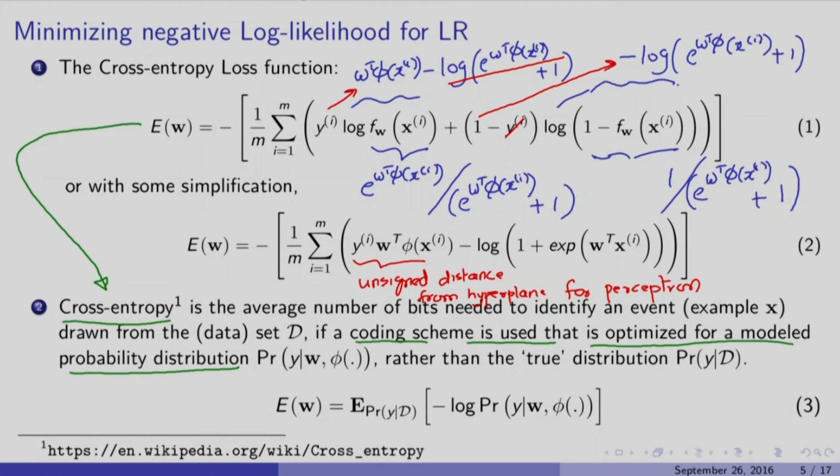On the other hand, the average is computed with respect to the data set, that is the yi part, or the 1 minus yi. The log part here is basically the model probability distribution. So the expectation is computed with respect to the data set D, the empirical distribution, whereas the compression scheme is with respect to the model distribution.